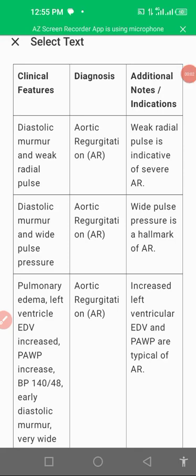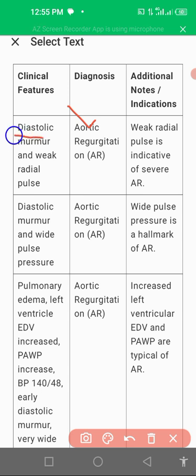Okay, welcome everyone. So now we are going to look at the most important and highly recommended topics related to FCPS, and this is related to cardiology: aortic regurgitation. The clinical feature is a diastolic murmur with weak radial pulse, and weak radial pulse is indicative of aortic regurgitation.